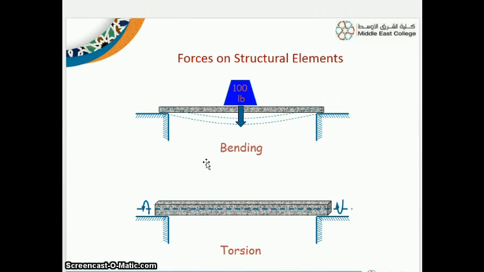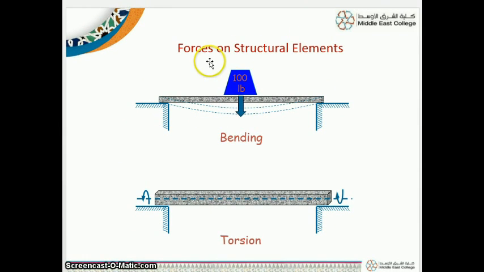So these are the general forces on structural elements. If you have supports, say two fixed supports at two ends, a beam has been laid on these two supports. If you apply a load, this beam deforms like this. This is called bending moment.